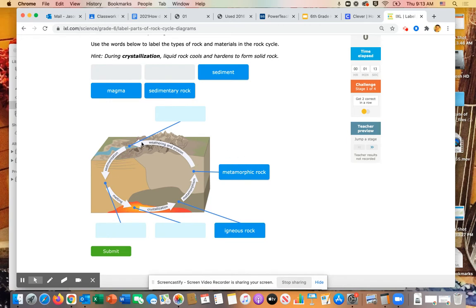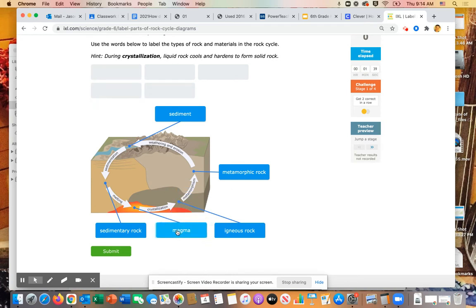Weathering and erosion, okay? Now this is where it can get tricky. First, it breaks it down into sediments, and then sedimentation combines them together, right? Almost like cementation, right? Like cement. So it turns it into a rock, sedimentary rock. And then melting brings it to magma.